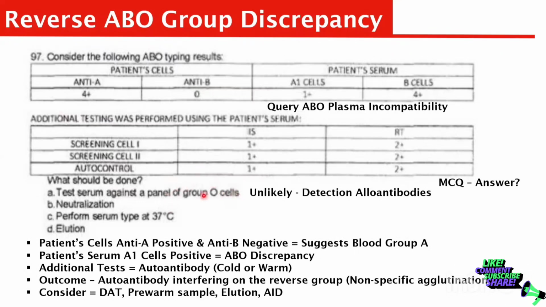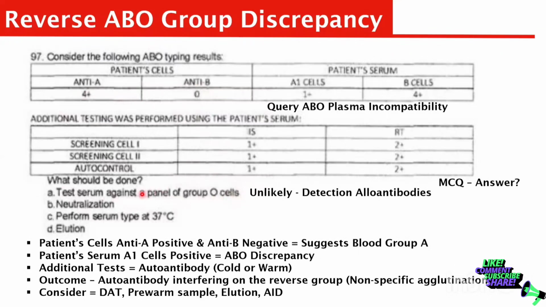So now what that is going to show you, are you trying to find out whether the person is O blood group? If the person is O blood group, there should not be any reaction here, okay? Now, if the person is not blood group O, are you getting me? So what then are you trying to really find out? What should be done should not necessarily be to test against a panel of group O cells.